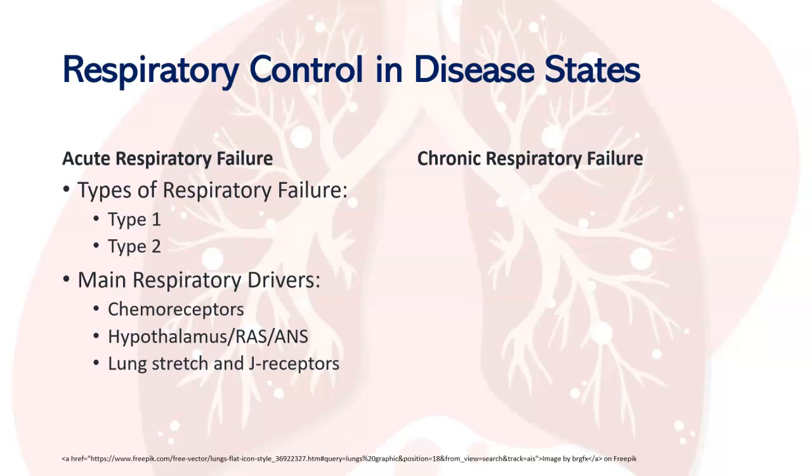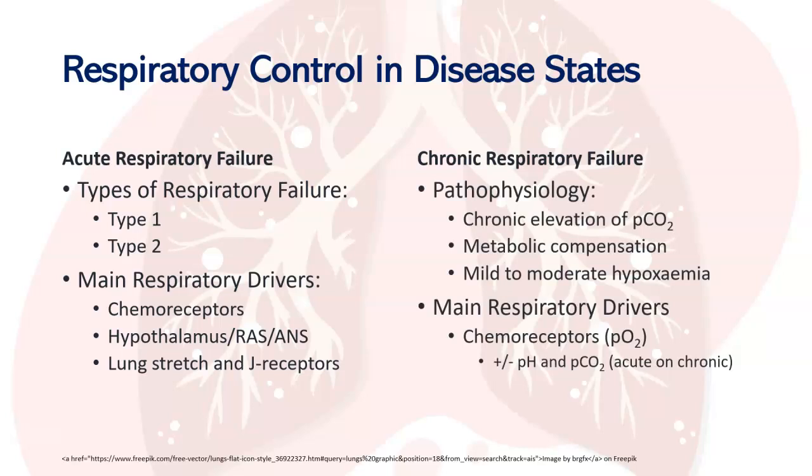What about chronic respiratory failure? It's a little bit different. In these patients, there's a chronic elevation of PCO2 with metabolic compensation, and that mitigates against the change in pH that you would expect both in the blood and in the CSF. Therefore, in these patients, high CO2 has much less of a stimulatory effect on the central chemoreceptors.